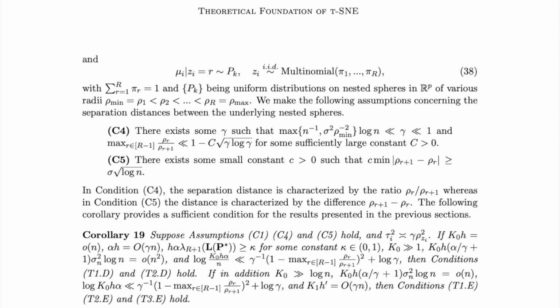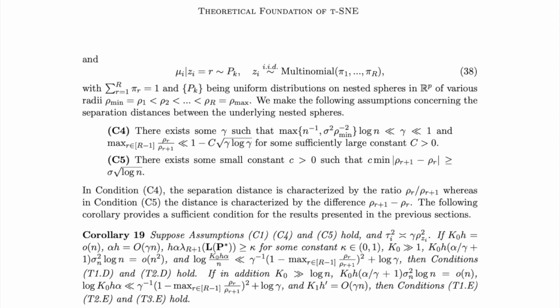There exists some small constant c_β > 0 such that c·min(ρ_{r+1} − ρ_r) is greater than or equal to 7√(log n). In condition C4, the separation distance is characterized by the ratio of r+1, whereas in condition C5, the distance is characterized by the difference ρ_{r+1} − ρ_r. The following corollary provides a sufficient condition for the results presented in the previous sections.